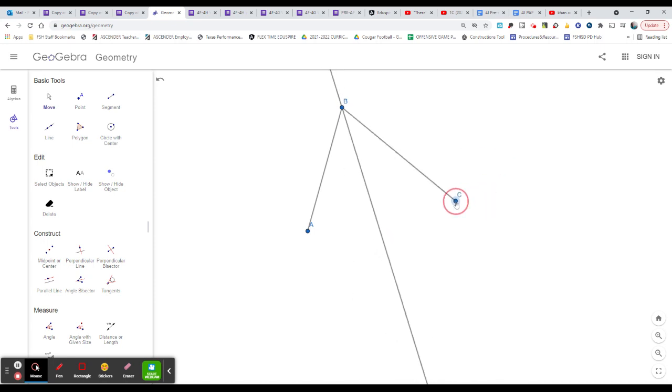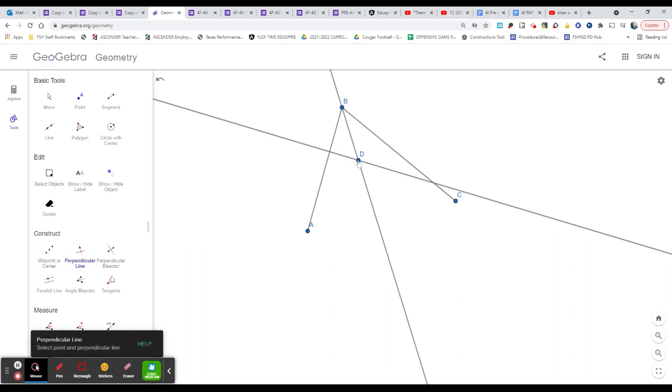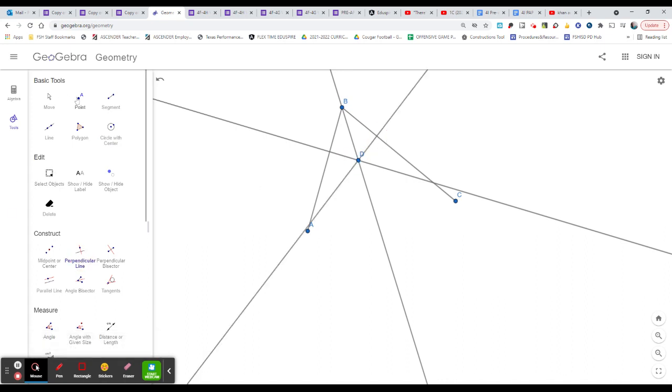So next thing we're going to do is I'm going to place a point on this angle bisector right here, point D. And now we're going to find the distance from D to this side and D to this side. So I'm going to do a perpendicular line from point D through there, and another perpendicular line from point D through there. I'm going to put points right there, E and F.